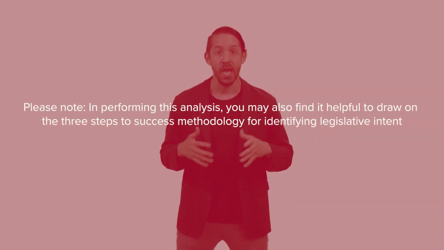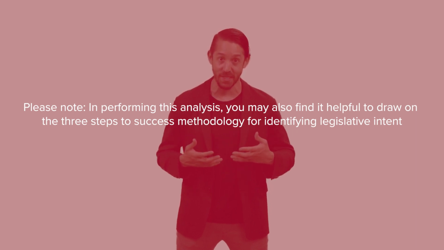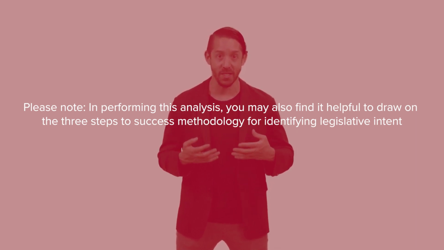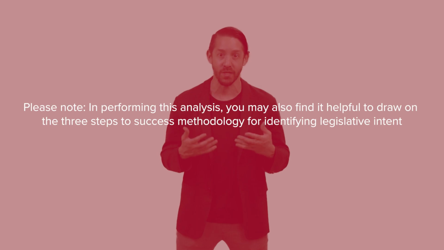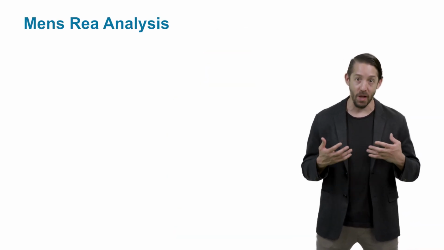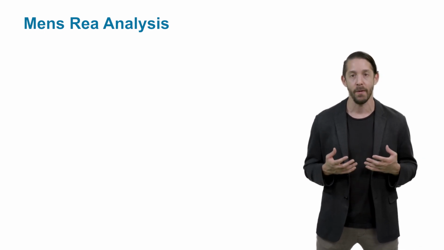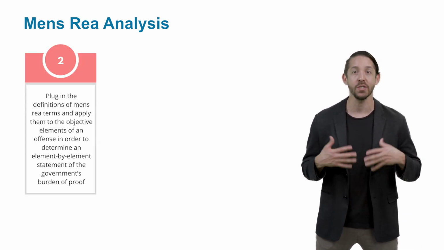But please note, in performing this analysis, you may also find it helpful to draw on the 3 steps to success methodology for identifying legislative intent that we've been practicing throughout the semester. Okay, so identifying the culpable mental states that apply to a statute is the first and most difficult component of mens rea analysis. The second and next component is straightforward.